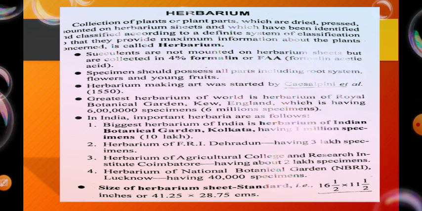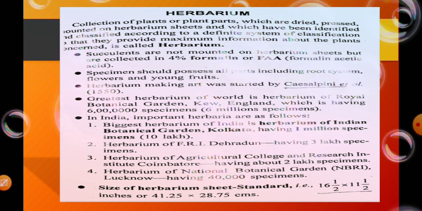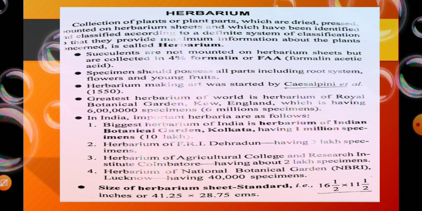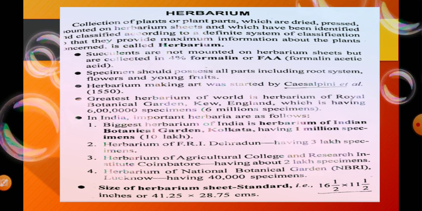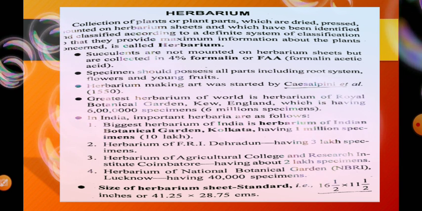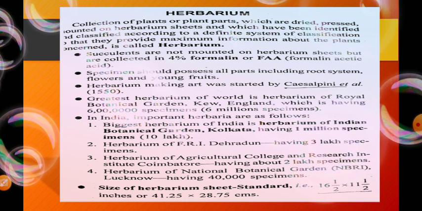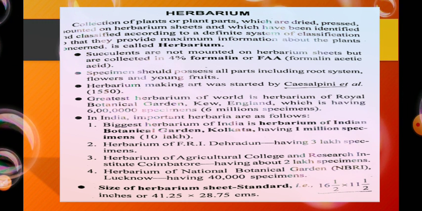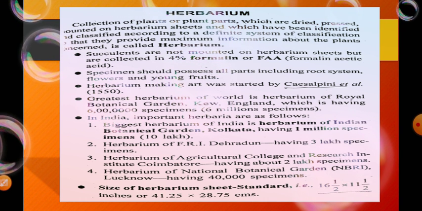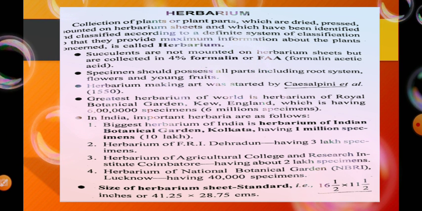But in India, the largest botanical garden is situated at Kolkata and has 1 million specimens. Then the herbarium of the FRI, the Forest Research Institute, situated in Dehradun, has 3 lakh specimens. The herbarium of the Agricultural College and Research Institute at Coimbatore has about 2 lakh specimens. The herbarium of the National Botanical Garden, NBRI, Lucknow, has 40,000 specimens.